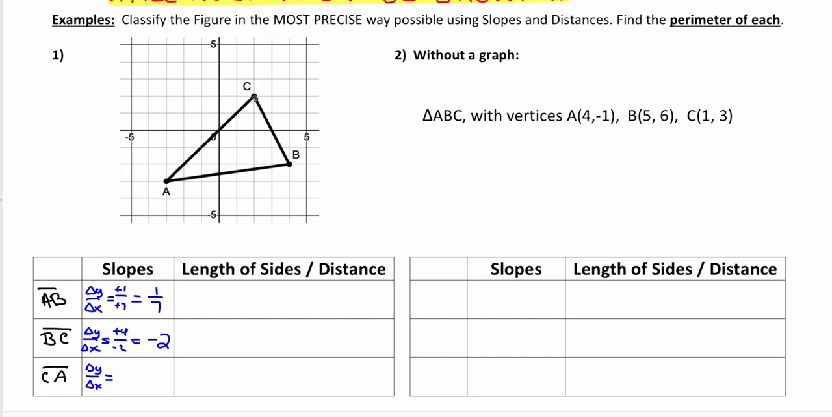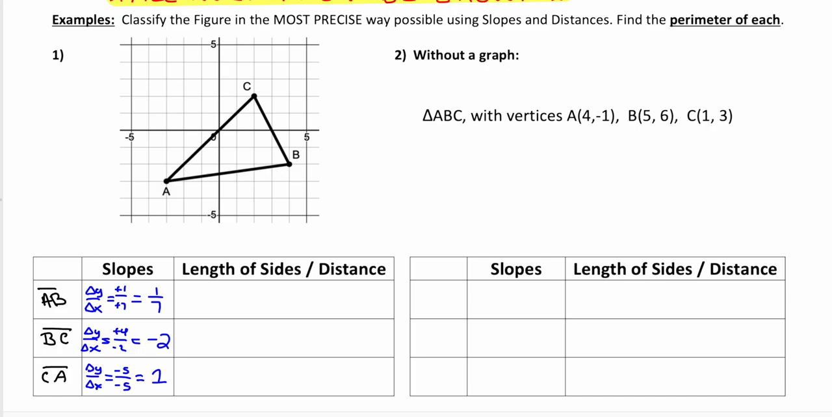So I'm going to go from C to A. I have to go down, so that's going to be a change in y of 1, 2, 3, 4, 5. It's going to be a negative 5, divided by, now I have to go from this point that I created to the left. So that's going to be a negative change in x of 1, 2, 3, 4, 5. So also negative 5. So negative 5 divided by negative 5 is equal to a positive 1. I now have all my slopes.